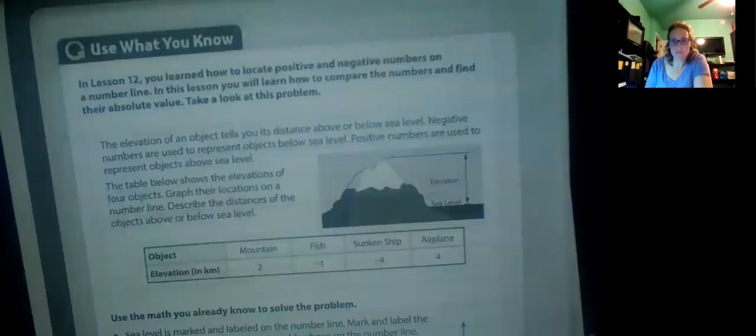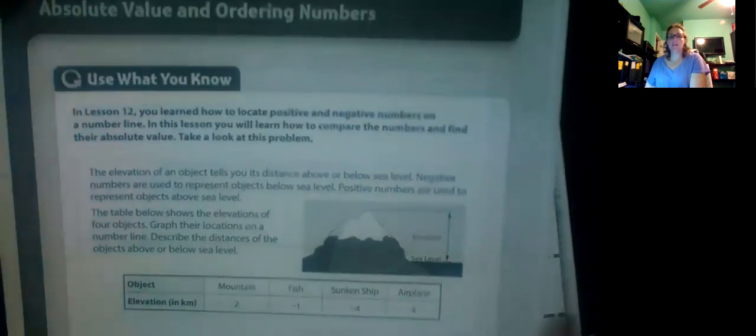All right, so make sure you have your packet out, and we are looking at page 122, starting our lesson 13, absolute value and ordering numbers. All right, so I'm going to share my screen. Perfect. And let's get started.